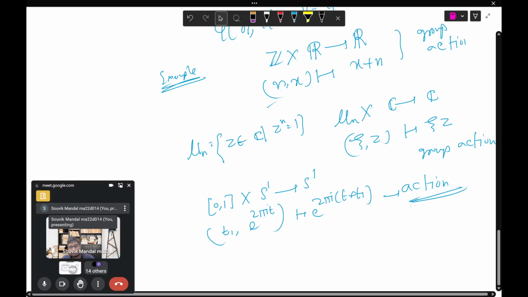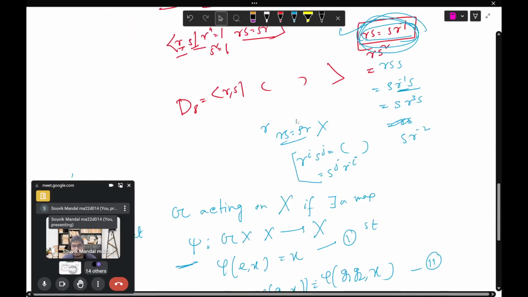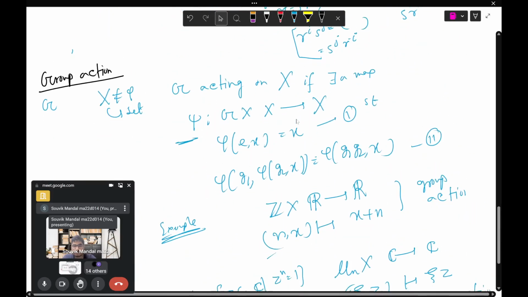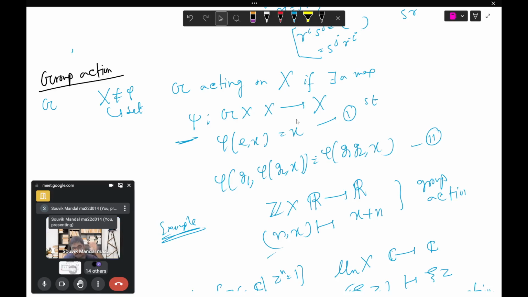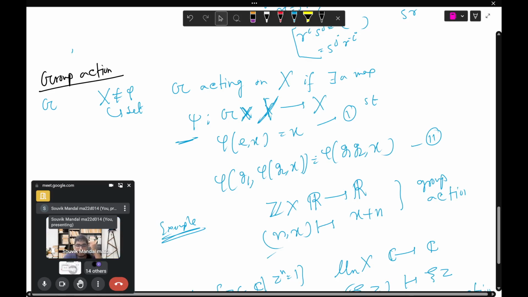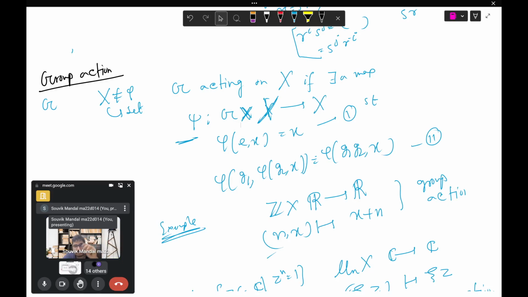Sir, in the definition of group action, the function psi from G cross X, is it a direct product? Sorry, so that is not a direct product. It is just the Cartesian product.